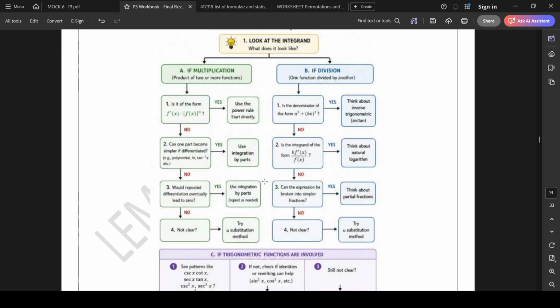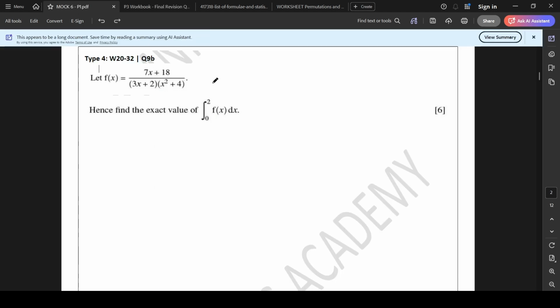So we are going to think about the third rule, that is, if we can express the given fraction in its simple format using partial fractions or long division, that is the quotient remainder format. So clearly I can think of a partial fraction format. This can be expressed as A over 3x plus 2, plus Bx plus C over x square plus 4.